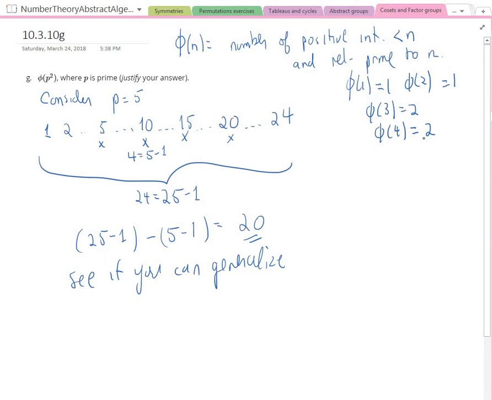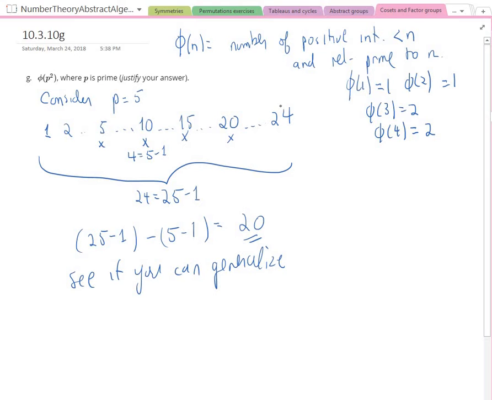All right, now let's consider phi of p squared, where p is prime. Now, it's good to do examples to see how this works, and then see if you can generalize. So let's consider p equals 5. Then phi of p squared is phi of 25. So here I write the integers from 1 to 24. I know that I can only go up to 24 because phi only counts the positive integers less than n, so I'm looking at the numbers less than 25.